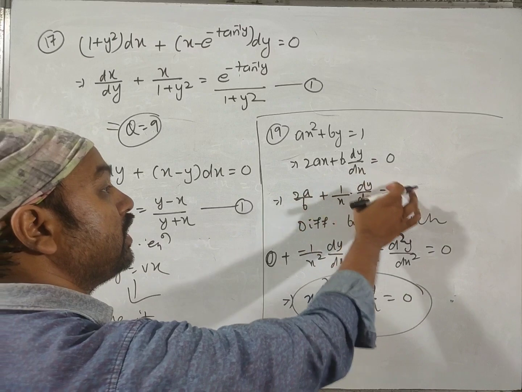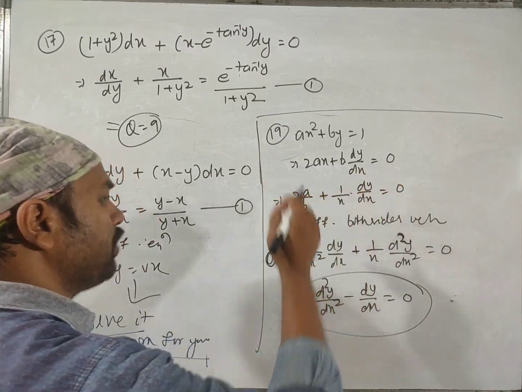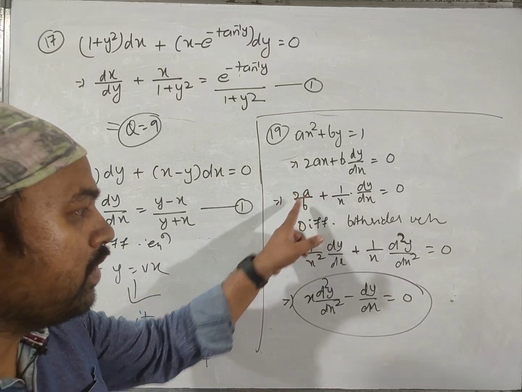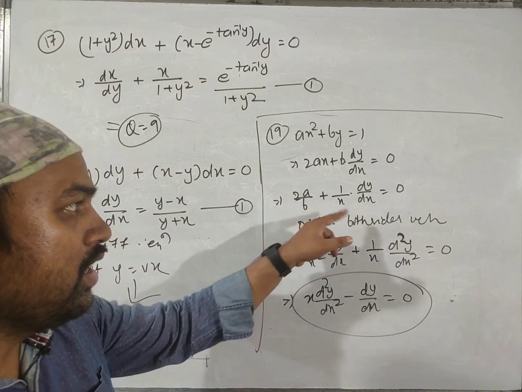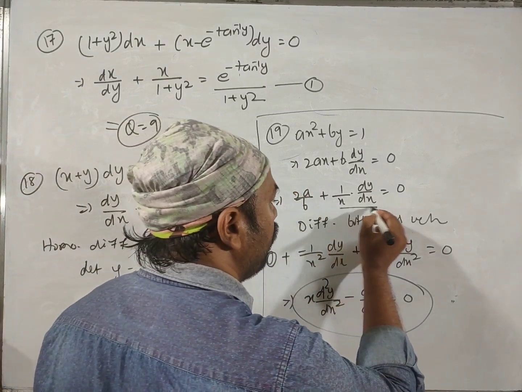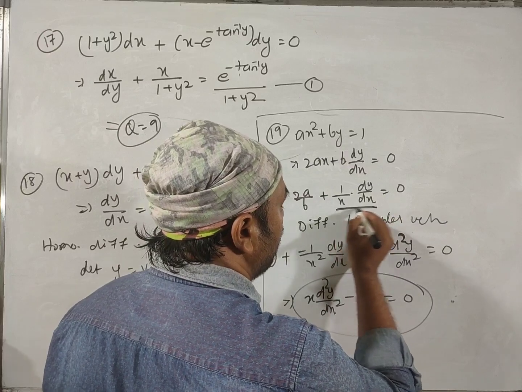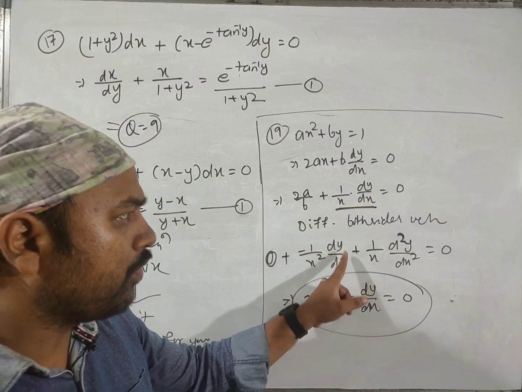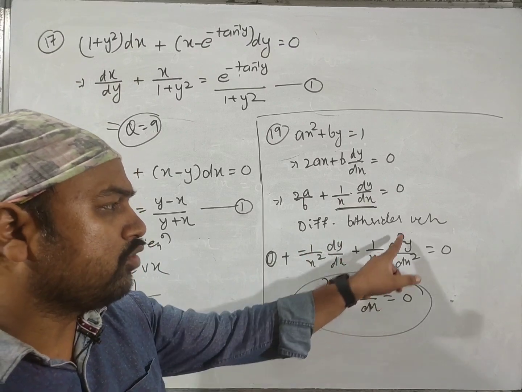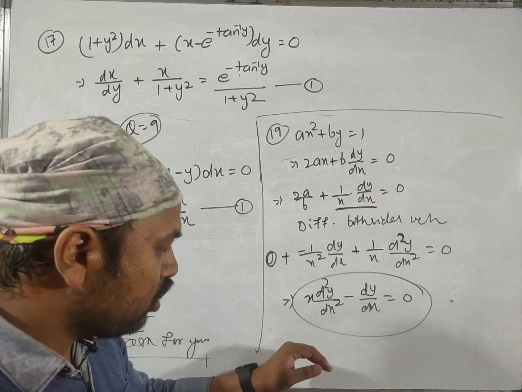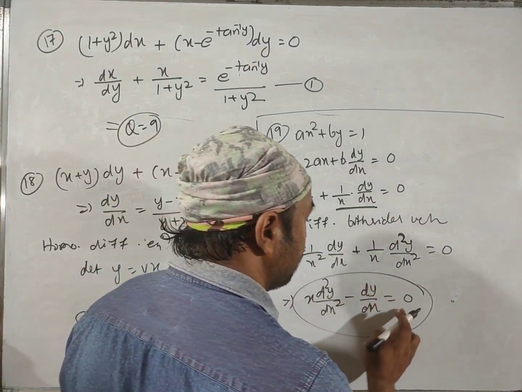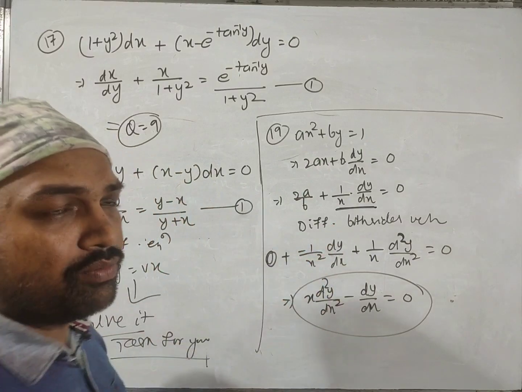Again we have to differentiate this equation with respect to x. Then the differentiation of 2a divided by b is 0 because it is a constant. Then here we have to apply the product rule. So it will be minus 1 upon x square dy upon dx plus 1 upon x into d square y upon dx square, and then by simplifying, taking the LCM, we have x d square y upon dx square minus dy upon dx is equal to 0.